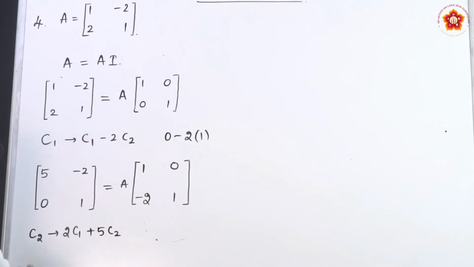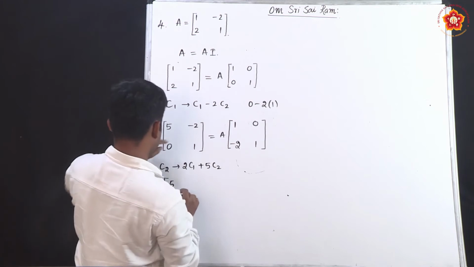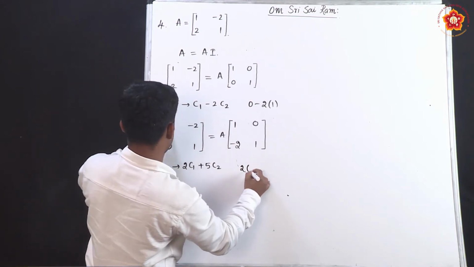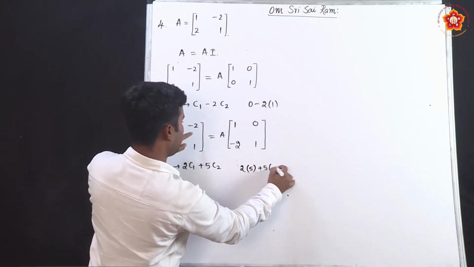So, now C1 is the same since we are not applying anything on it, and what is C2? Look at here. C2 is 2 times C1, what is C1? 5. Plus 5 times C2, what is C2? Minus 2.